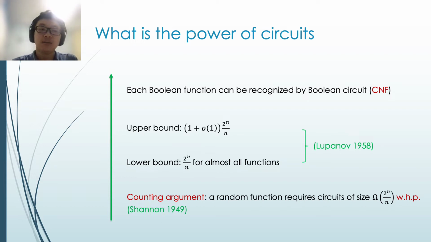But this lower bound is not constructive. We cannot find a certain simple function satisfying this lower bound. And indeed, for most common functions, such as the majority function, they should have very small circuit complexity. So this lower bound is not that useful in this sense.